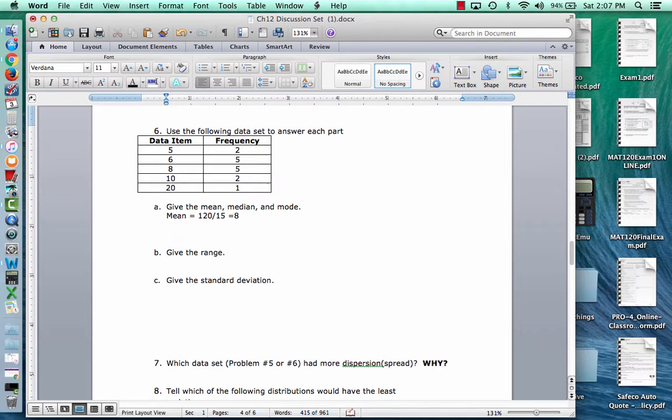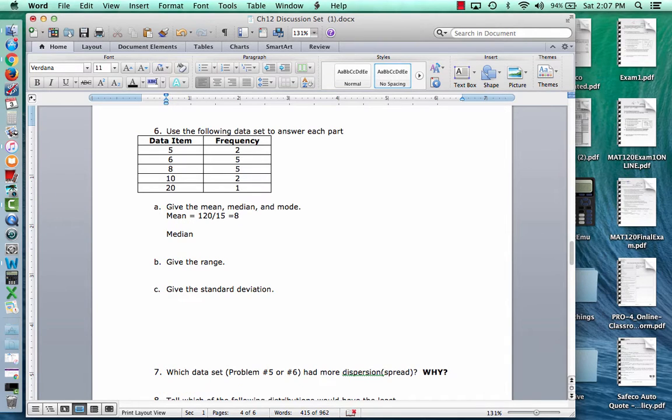The median is the middle data value. So if you list these all in order: 5, 5, 6, 6, 6, 6, 6, 8, 8, 8, 8, 8, 10, 10, 20. And when we get to the middle here, there are 15 data values. It should be 8 because 8 is in the middle. The median is 8. And then the mode is the most frequent repeating data value. Well, that's a tie with 6 and 8.